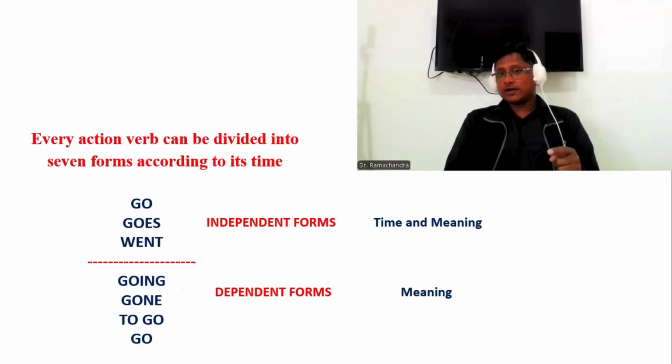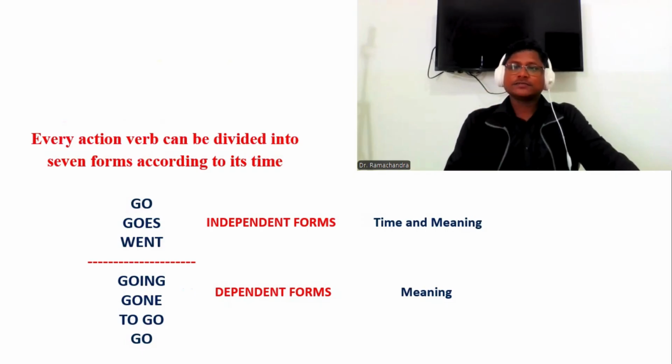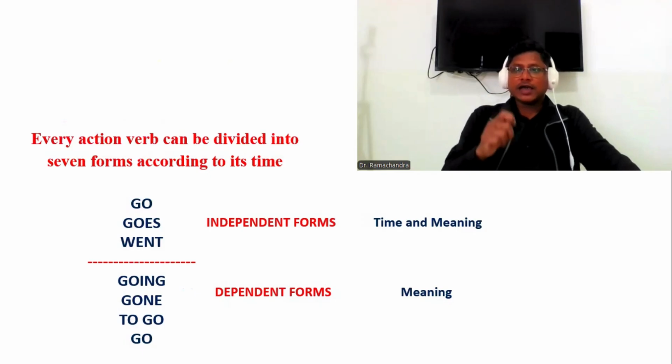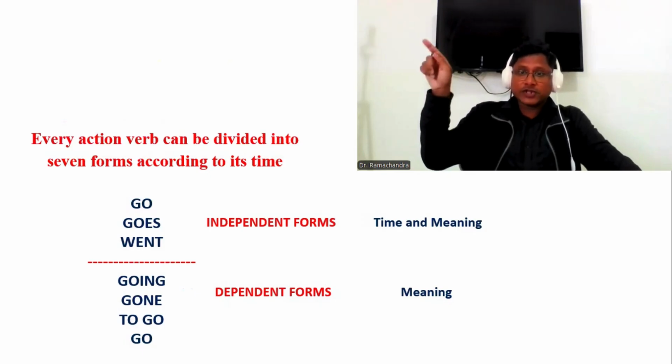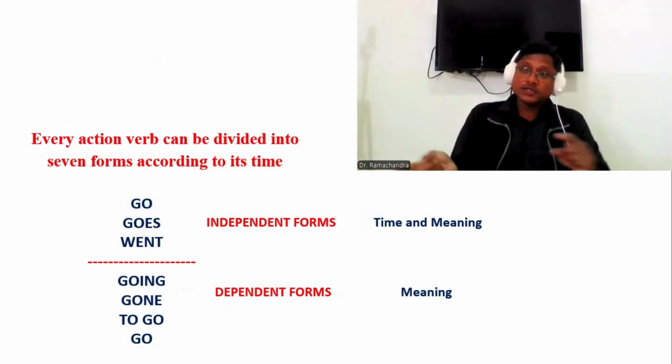And you look at the last one, the first form of the verb and the seventh form of the verb, they look the same. But the first form is an independent form and the seventh form is a dependent form. This form takes a helping verb. Without taking a helping verb, it doesn't give a complete sense, complete meaning, complete time. That's why, for example, I shall go. If you want to tell the future action, you have to use will or shall. That means that this form depends on a helping verb.